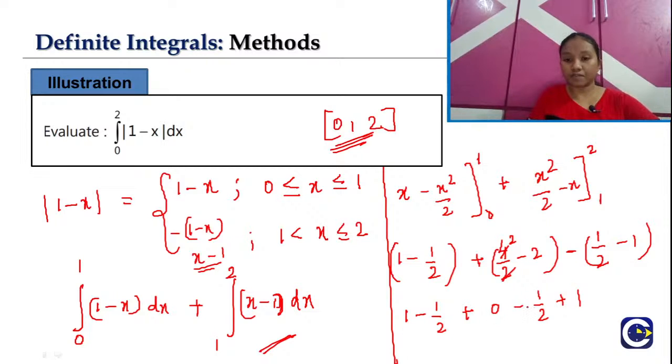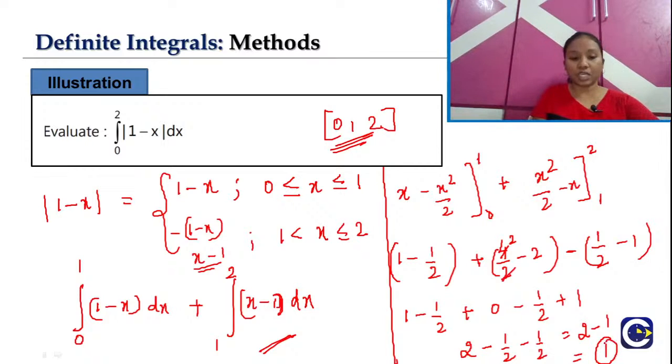Right, so here I am having 2, since 1 plus 1 will be 2. 2 minus 1 by 2 minus 1 by 2. That means 2 minus 1, because minus half twice will be minus 1. So 2 minus 1 will be 1. So the final answer for this question will be equal to 1.